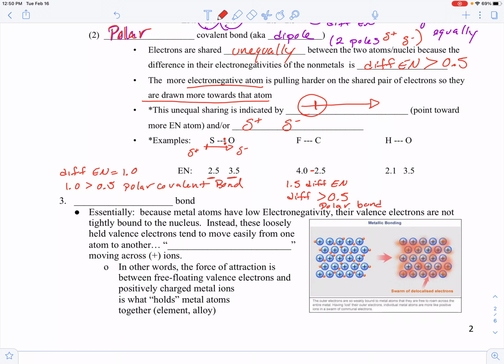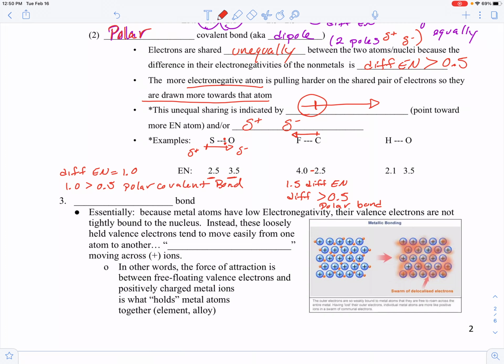And if I'm thinking about drawing it with the arrow, it doesn't matter if the arrow is above or below the bond, so this time I'm going to draw it above. It's going to be pointing in the direction of fluorine. The little positive end will go toward carbon.